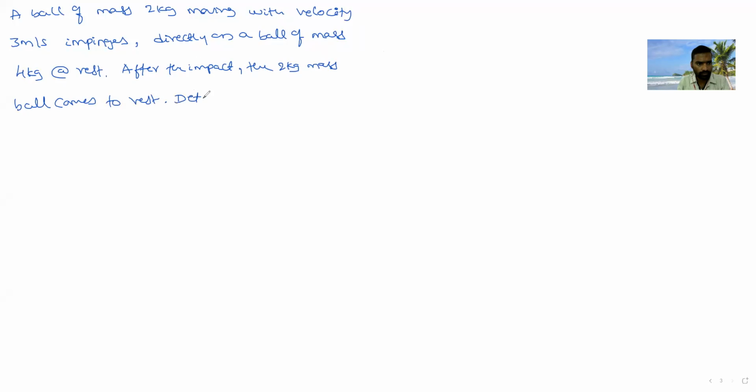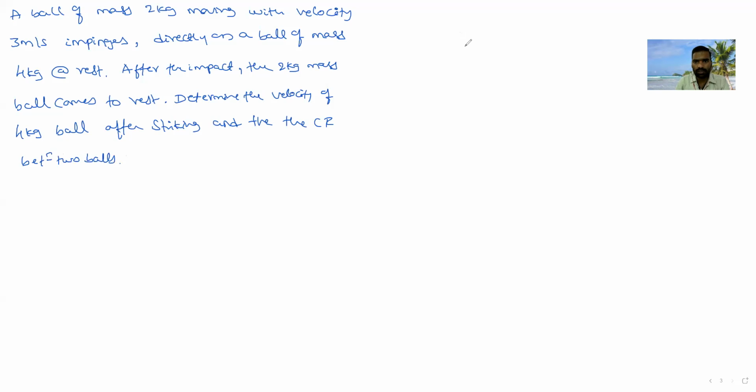Determine the velocity of the 4 kg ball after striking, and the coefficient of restitution between the two balls.